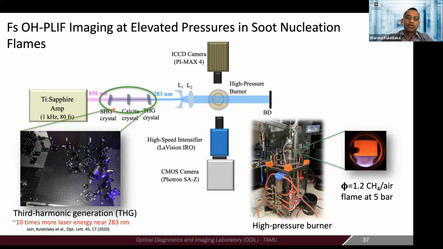So the third harmonic, instead of going through the optical parametric conversion system, now you generate the direct third harmonic. Third harmonic comes at 283 nanometers. So that is what we needed for OH excitation. And then we put that through our high pressure burner. So this is the schematic of the high pressure burner. Yes, this is that. And the flame looks something similar to this one, slightly rich flame.